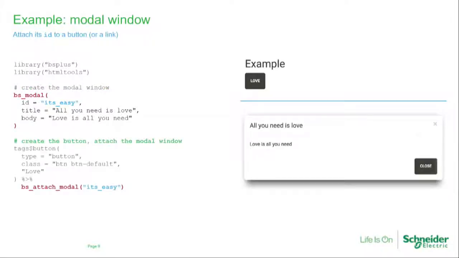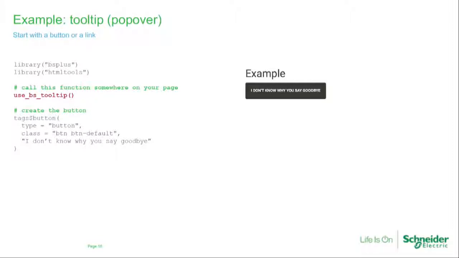And then I create a button to open up that modal window and attach the ID of that modal window to the button. It works well with links as well, buttons or links. Hit love, and up comes your window, and it's a standard modal window. And the neat thing is it's all happening on the HTML side, on the UI side of Shiny, you don't have to rely on the server side.